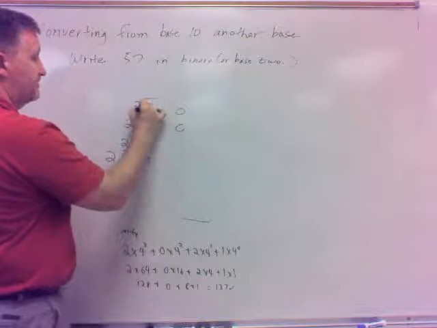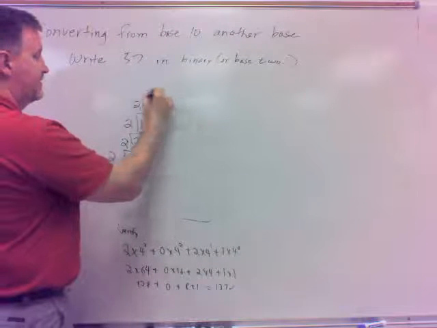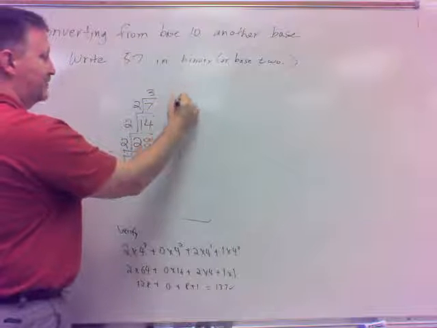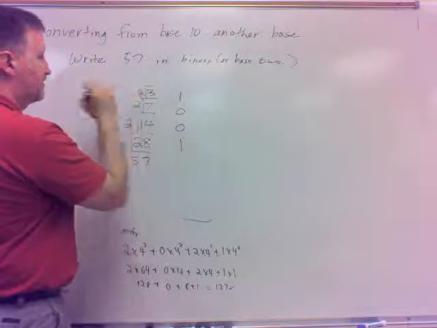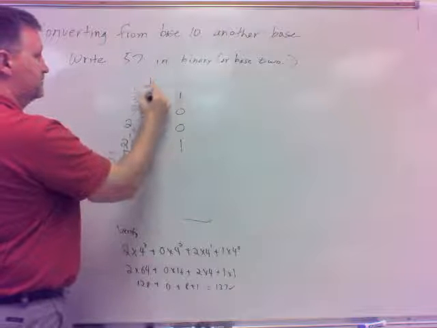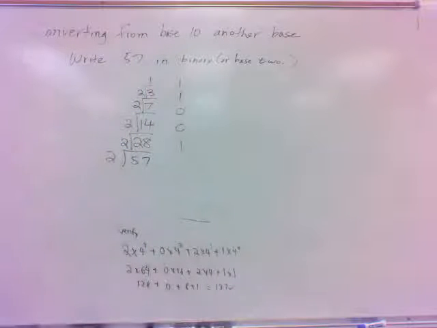Divide 7 by 2 again, it goes 3 times. 3 times 2 is 6, so remainder of 1. Can I divide any further? Yep. Divide by 2 again. It goes 1 time. 1 times 2 is 2, so there's a remainder of 1 there as well. Now I'm done. Can't divide any further. 1 is smaller than 2.